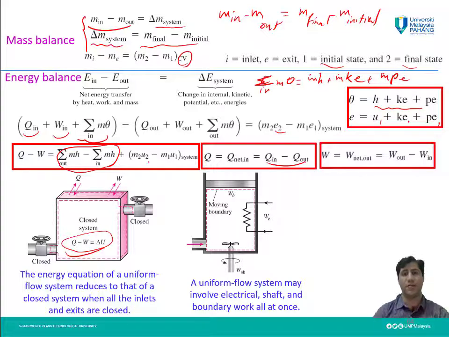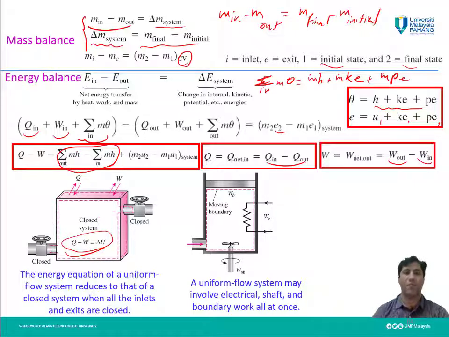U2 and U1 are the final internal energy and initial internal energy of the system. And Q, as I said, is equal to Q in minus Q out for the control volume or system. W is equal to W net out for control volume, which is equal to W out minus W in. If you remember, this is the sign convention which we had for closed system as well. Here, just this term is added for the open system or control volume which we have here.